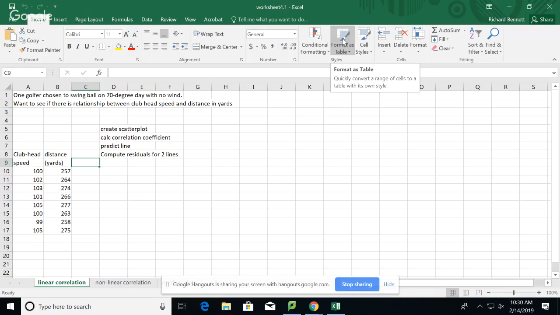Let me ask you first the question. A golfer is chosen to swing a ball on a 70-degree day with no wind. So you want to see if there is a relationship between your club head speed, how fast you swing your club, and the distance the ball goes. Do you think that there might be a relationship between how fast you swing and how far the ball goes? Yes. Okay, that seems reasonable. So the first thing we want to do is create a scatter plot.